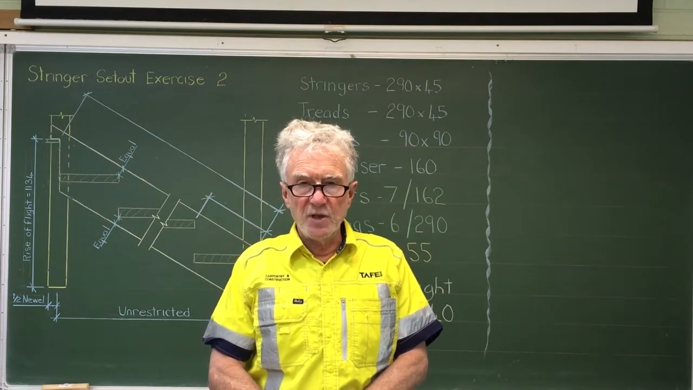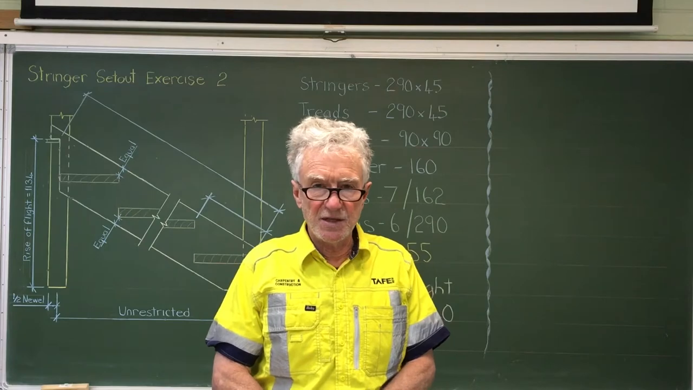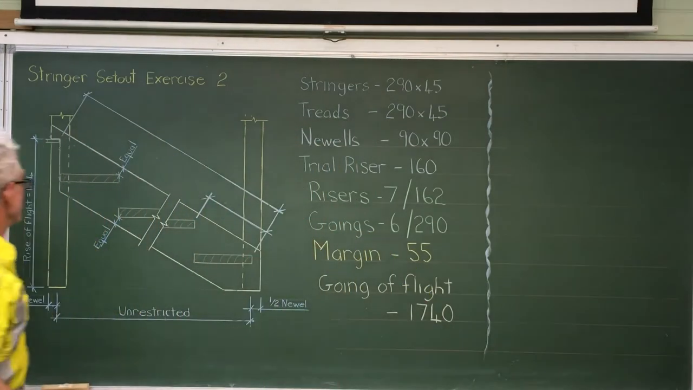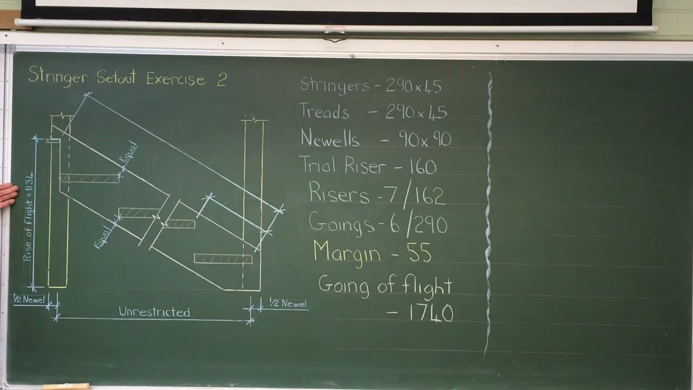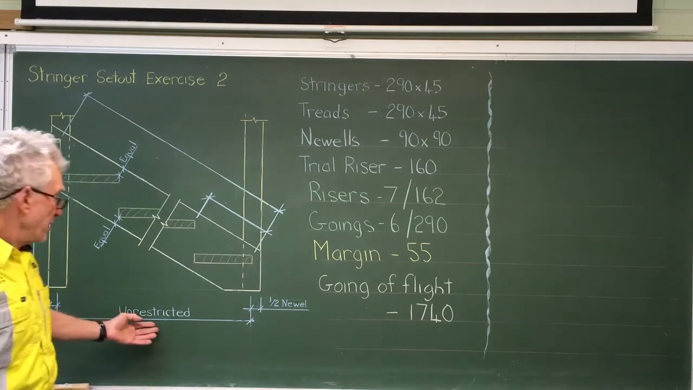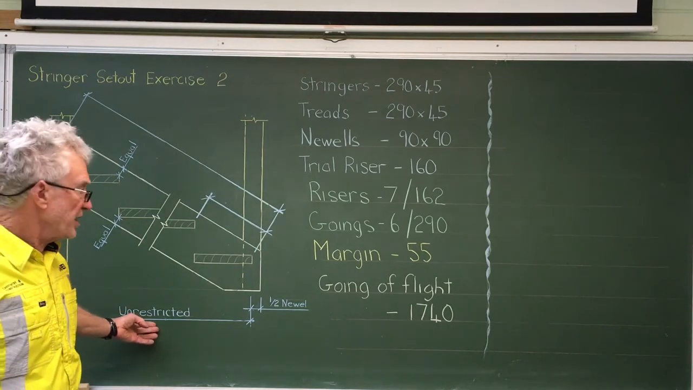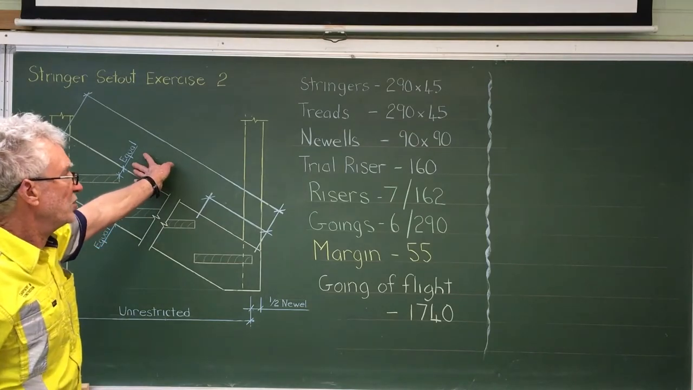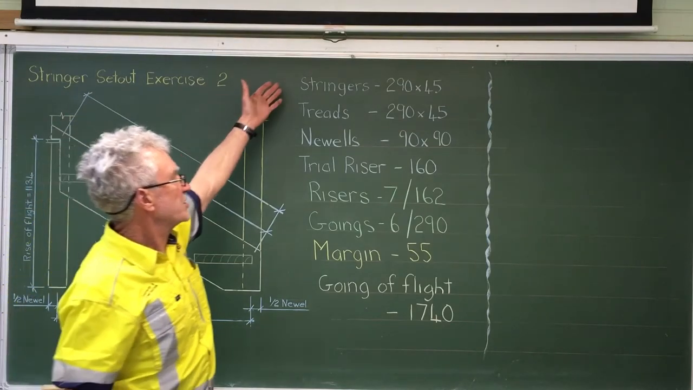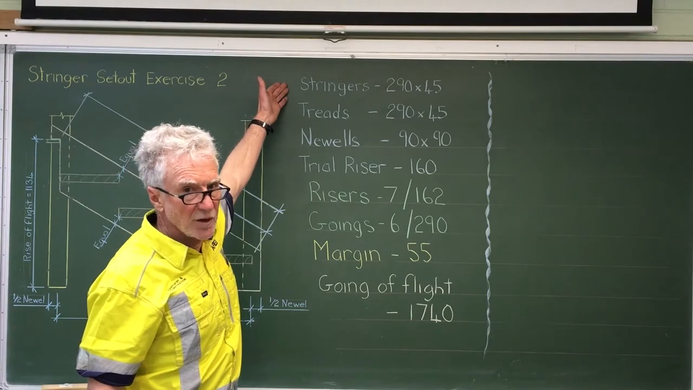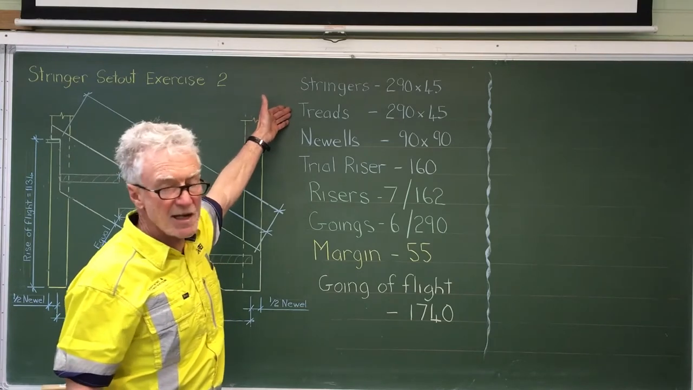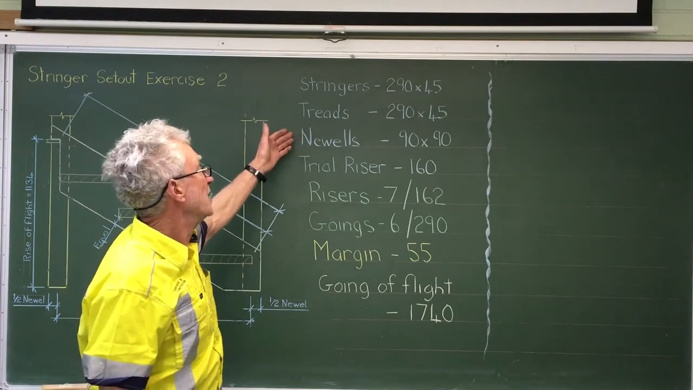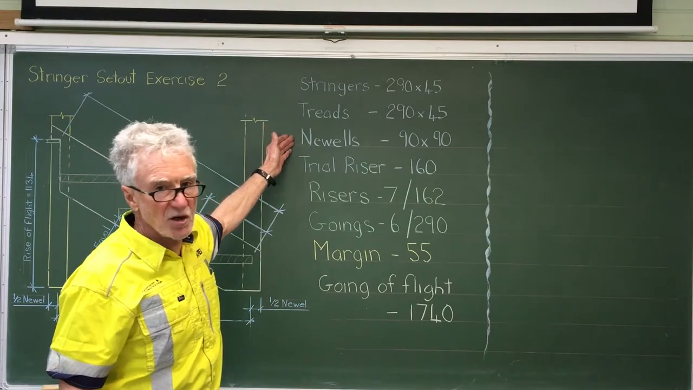So what you would be given is a plan of the stairs telling you that the rise of the flight is 1134, the going of the flight is unrestricted. You would be told that the margins have to be equal. You'd be given stringer size, 290 by 45, treads the same, 290 by 45, and you would be told the newels are 90 by 90.